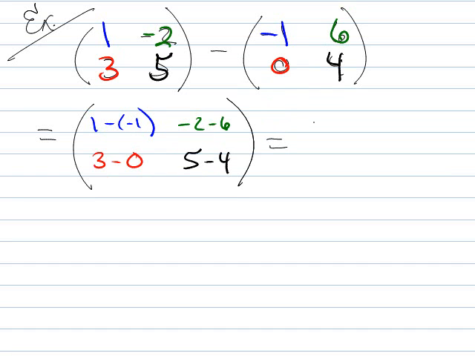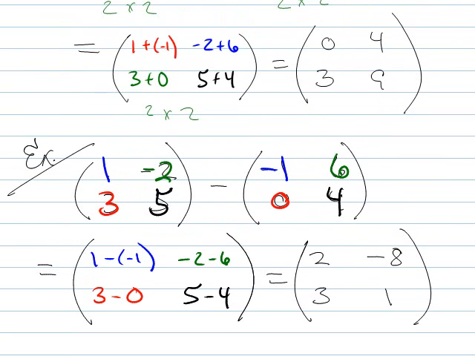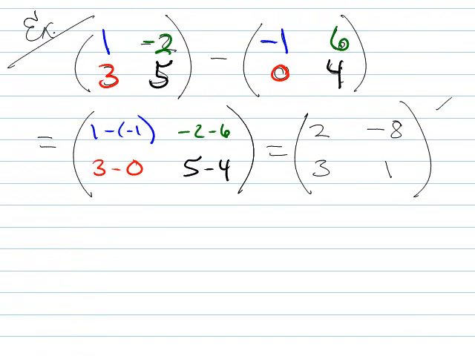So 1 minus a -1, 1 plus 1 is 2. -2 minus 6 is -8. 3 minus 0 is 3. 5 minus 4 is 1. Okay. So you can see these aren't the same answer because this is adding, this is subtracting. But the process is reasonably straightforward.